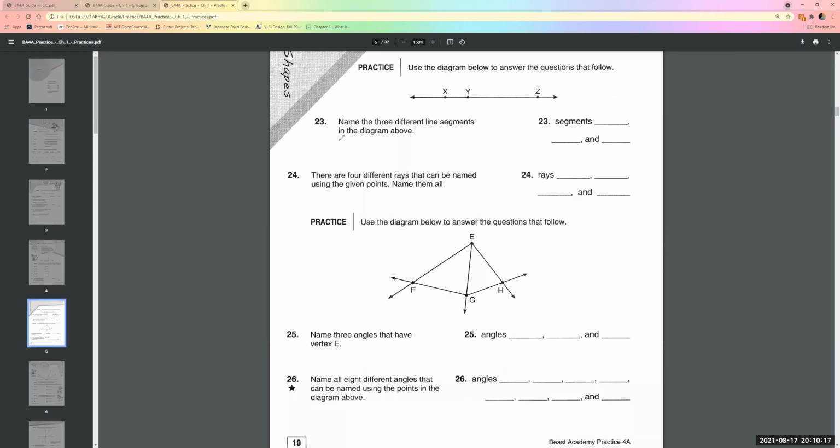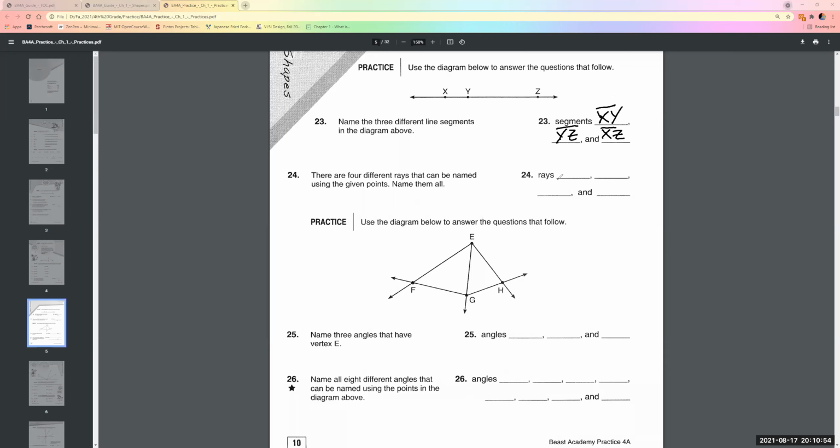There are three segments, XY, YZ, and XZ. Okay, can you repeat that real fast? I didn't quite catch all of them. XY, YZ, and XZ. Right. And then since they're line segments, I'll just draw them like this. So there are 4 different rays that can be named using the given points.